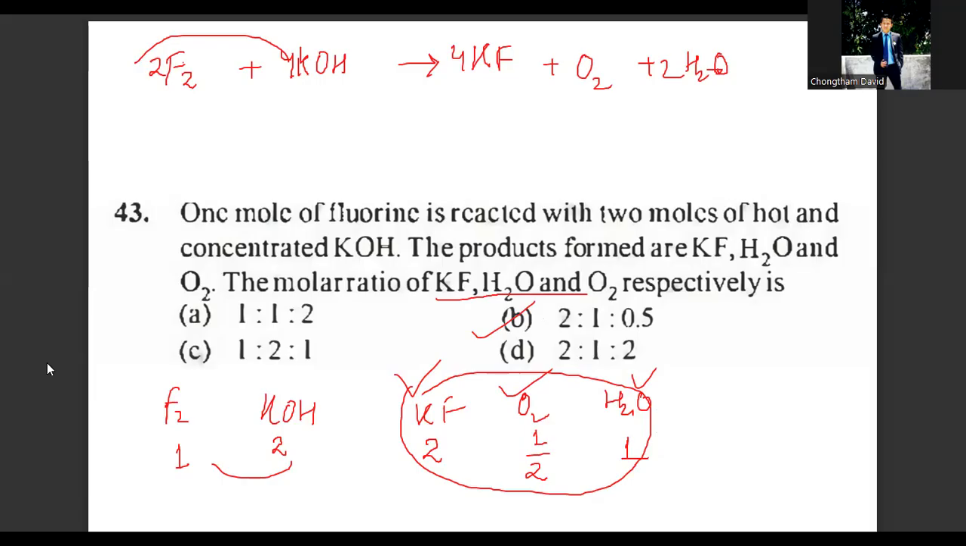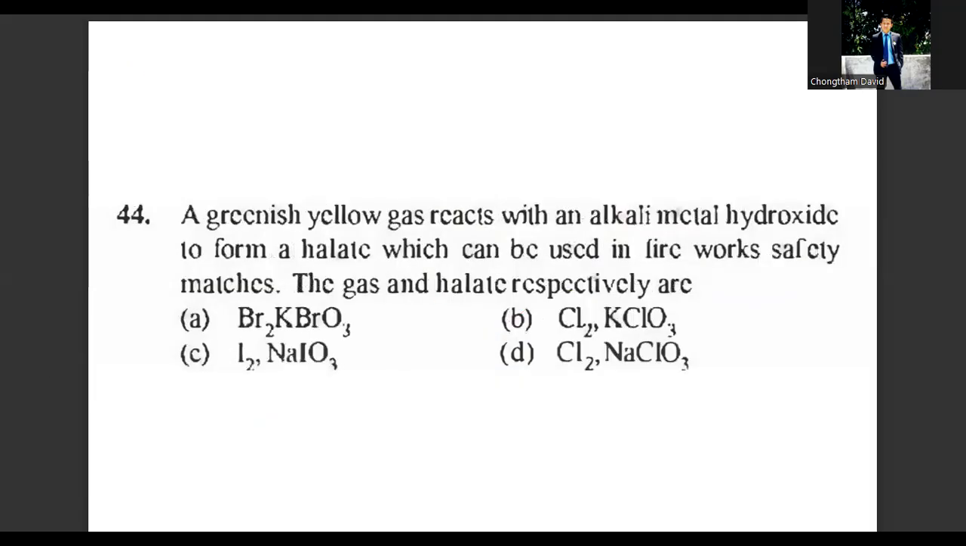Let us solve the last question. 44. A greenish yellowish gas reacts with alkali metal hydroxide to form halide, and it can be used in firework and safety matches. The gas and halide respectively are. So chlorine is a greenish yellowish gas that you should know, okay? The physical state of matter also becomes important here to solve this question.